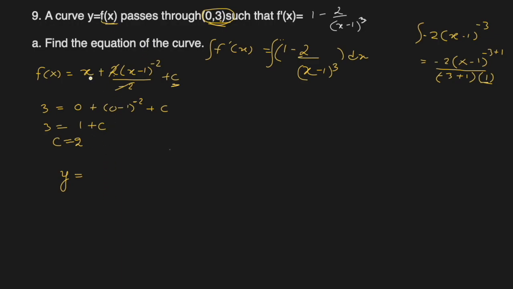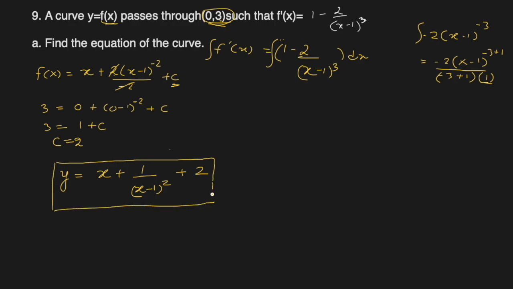And the equation becomes y equal to f(x), and f(x) is this, x plus, and let me make it positive, this minus 2 positive by making it denominator again, 1 over (x minus 1) square, and plus c we got 2. This is the equation of the curve. Okay, let's see what next.